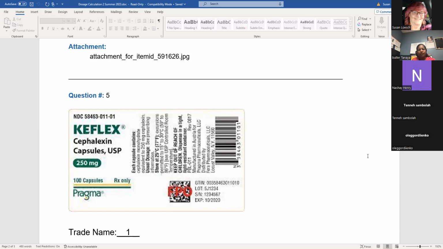Cephalexin is the generic name. It used to be that all the generic names were not capitalized, but now I see them being capitalized. So I wouldn't go by that rule anymore. Look for that trademark. That's going to tell you. If there's no trademark, it's a generic name. Okay.